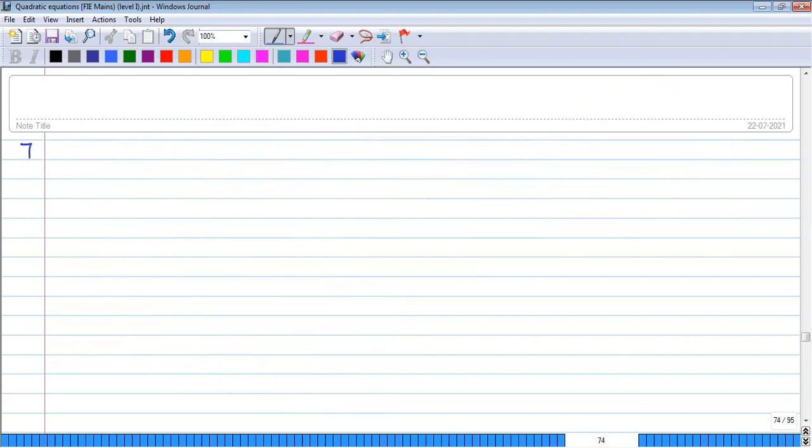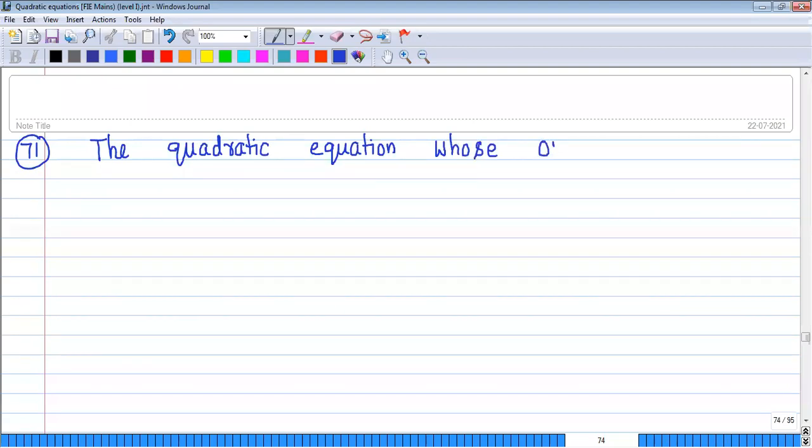Question number 71. The quadratic equation whose one of the roots is 1 plus root 2 is: first option, x square plus 2x plus 1 equals to 0.